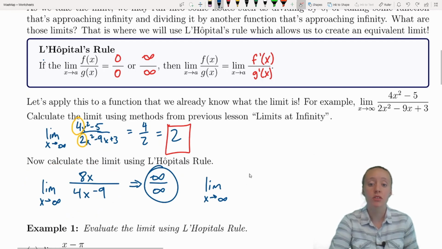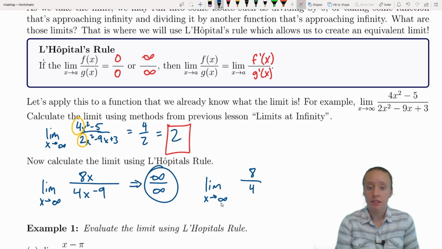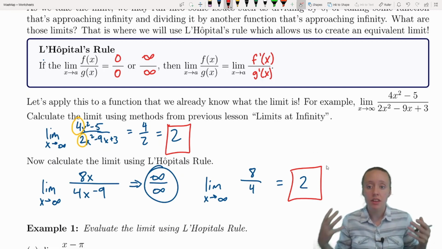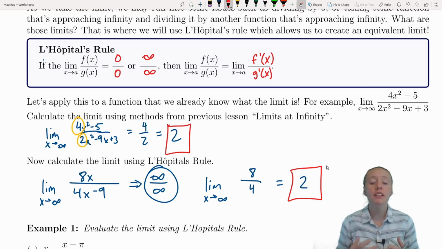So taking the derivative of the numerator, I get 8. Taking the derivative of the denominator, I will get 4. Now there's not even an x to plug in. What's 8/4? That is 2. So you can see we get the same exact value. That limit is 2. And this example showed how to get that limit, as well as the fact that we can use L'Hopital's rule multiple times.